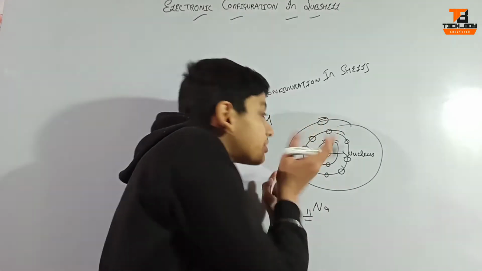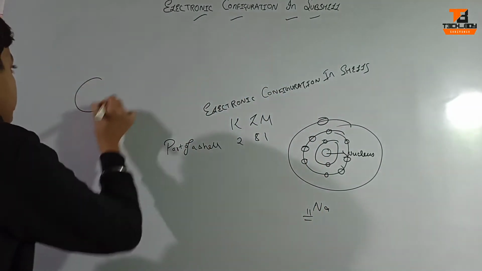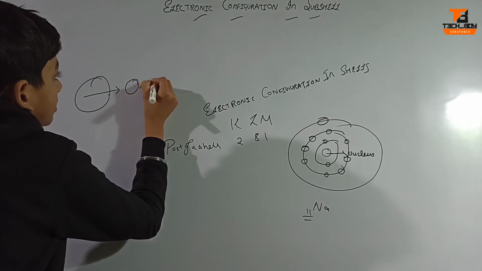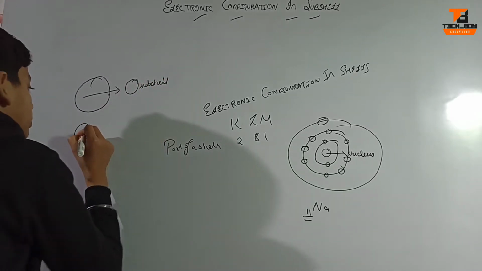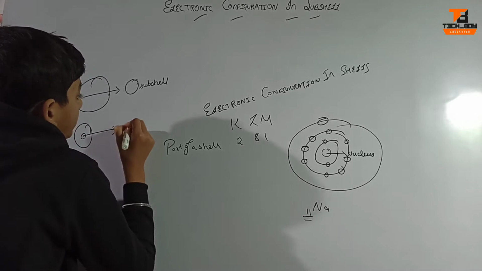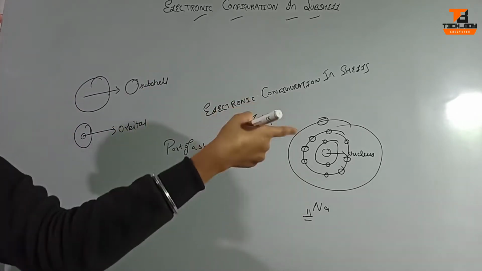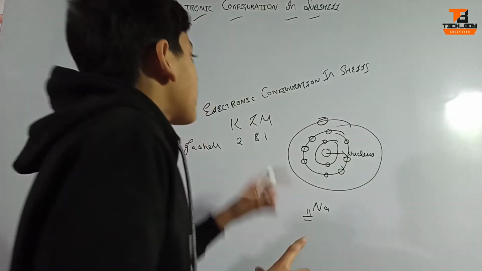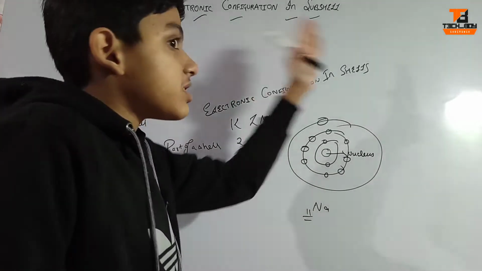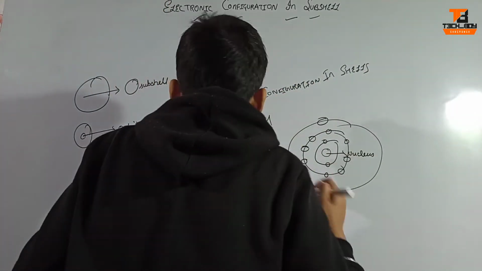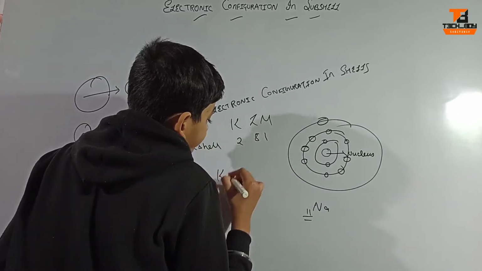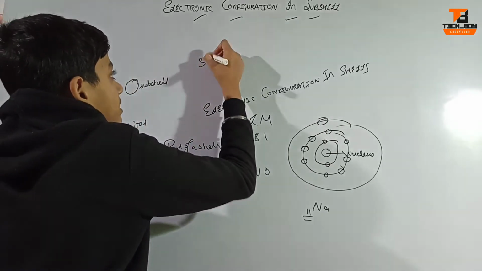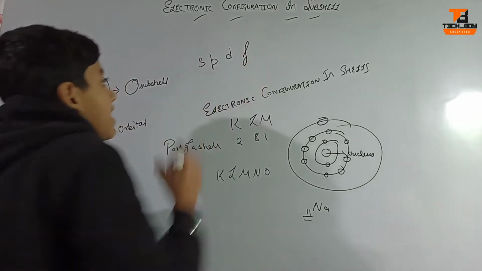The electrons are filling in this shell, and taking one shell and looking into it, we find a subshell. Taking a subshell and zooming into it, we find an orbital, and in that orbital, electrons are placed. Not moving so deep, we move towards electronic configuration in subshells. Just like in shells there are K, L, M, N, O, in subshells there are S, P, D, and F.